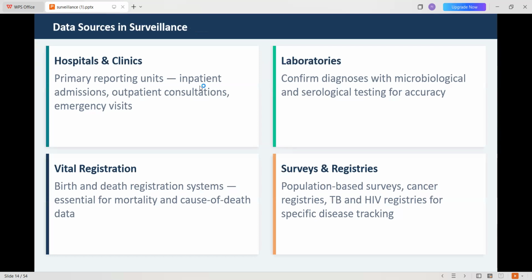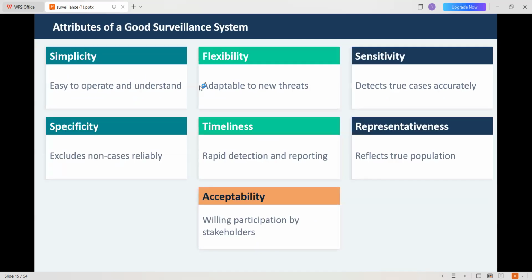Next are the data sources in surveillance. Hospitals and clinics, the primary reporting units: inpatient admissions, outpatient consultations, and emergency visits. Laboratories confirm diagnosis with microbiological and serological testing for accuracy. While vital registration, the birth and death registration system, is essential for mortality and cause of death data. Surveys and registries: population-based surveys, cancer registries, TB and HIV registries for specific disease tracking.